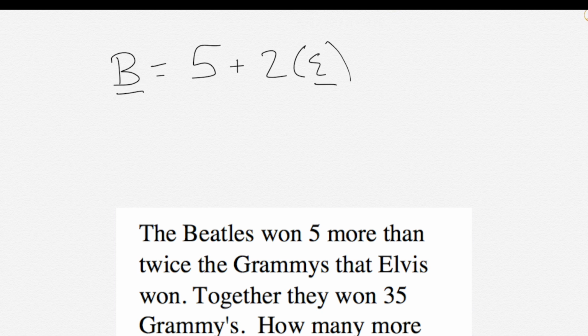Together, they won 35 Grammys. Now, how do we put that into an equation? Together would be B plus E equals 35, right? Because together, they won 35. Okay, so now we have 2 equations and 2 unknowns. Ordinarily, you can solve for the unknowns if you have 2 equations and 2 unknowns. So let me show you how to do that here.